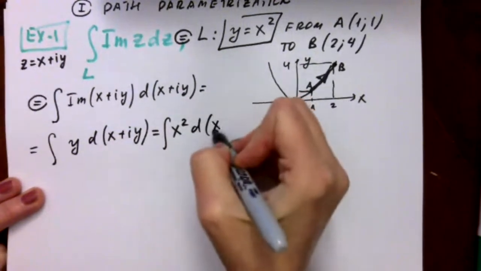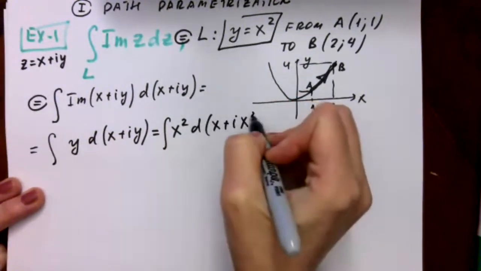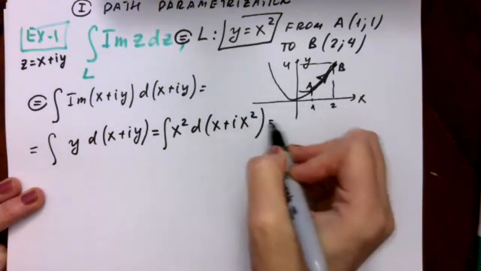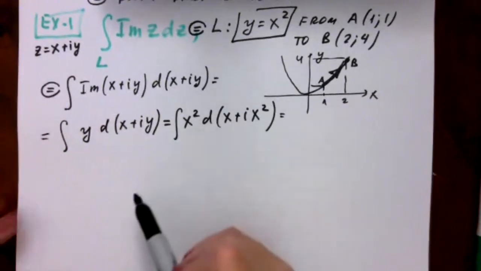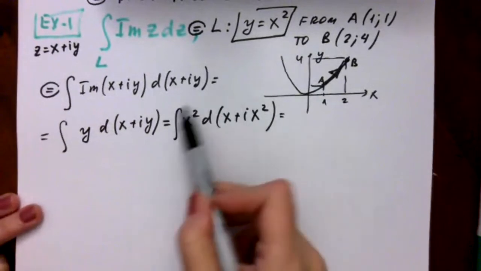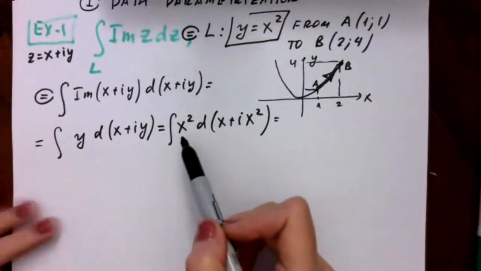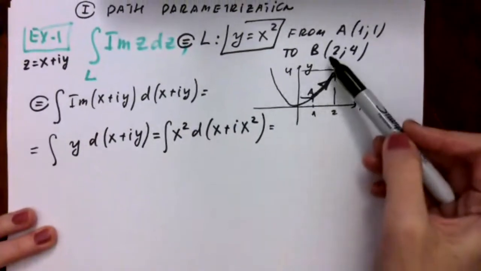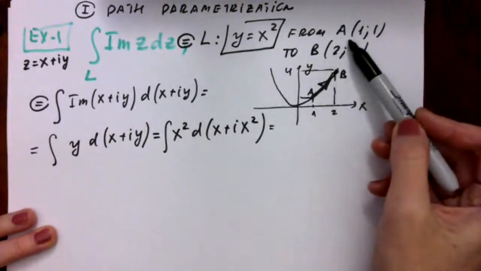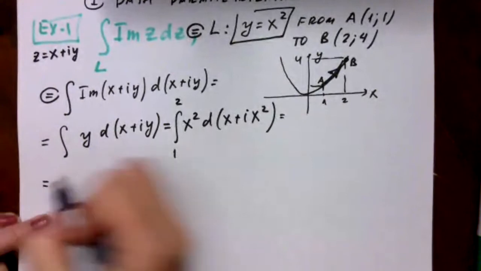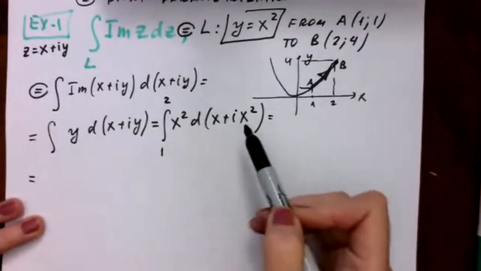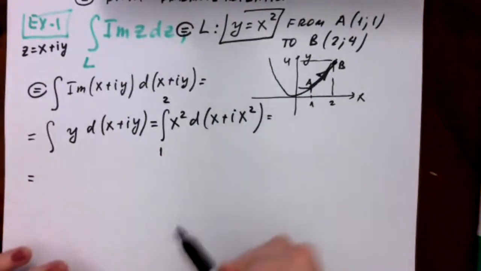x squared dx plus i x squared, and this is almost it. Of course, this expression does need some simplification, but the idea is as simple as this. So we are left with only one variable, just like in work integrals, and that is why we need to see how it changes. It changes from 1 to 2. That's it. Not it, of course. We need to simplify this. We need to calculate this differential.